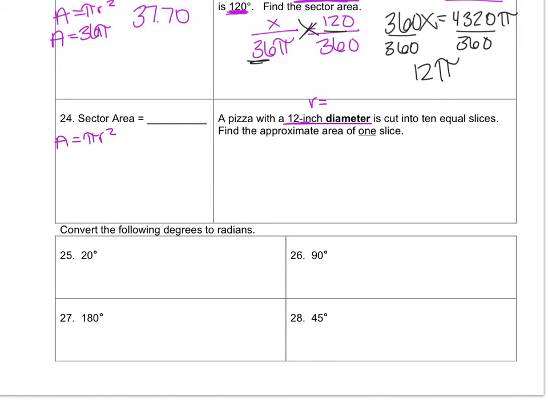So if the whole distance is 12, half of that has to be 6. So your radius is 6. So my area, again on this one, 6 times 6 is 36, so you have 36 pi.